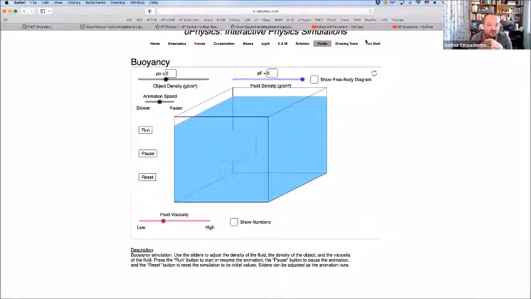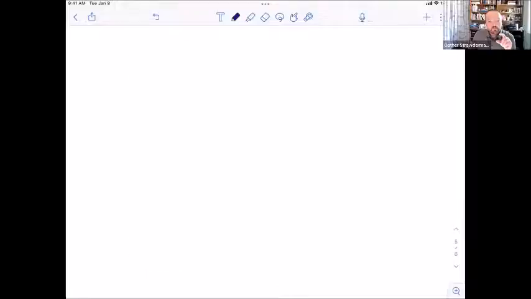Matt's turned on our share screen. And so if you don't mind, I'm going to give you 6 or 7 minutes in breakout room again with your friends to investigate how does changing the fluid density affect things and how does changing the object density affect things. We're going to talk about buoyancy, which is Archimedes' principle.